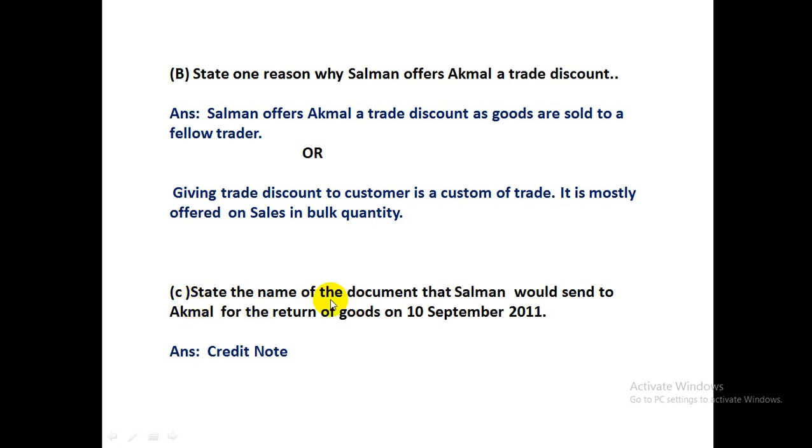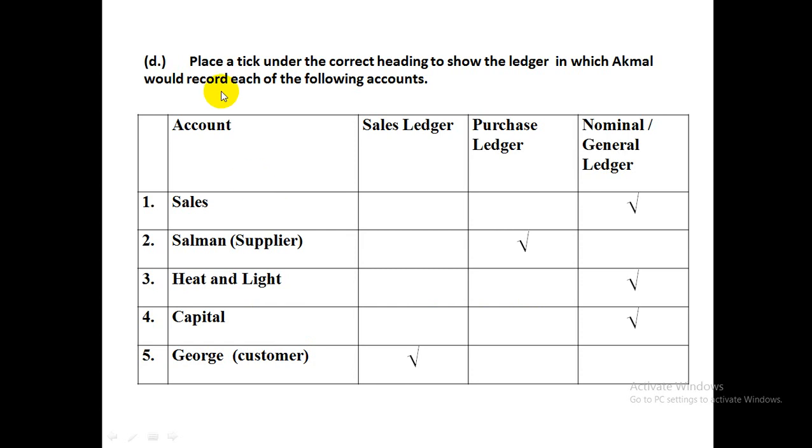Part C. State the name of the document that Salman would send to Akmal for the return of goods on 10 September. We know that on return of goods, a credit note is sent. Place a tick mark under the correct heading to show the ledger in which Akmal would record each of the following accounts. The sales are in journal or nominal ledger.